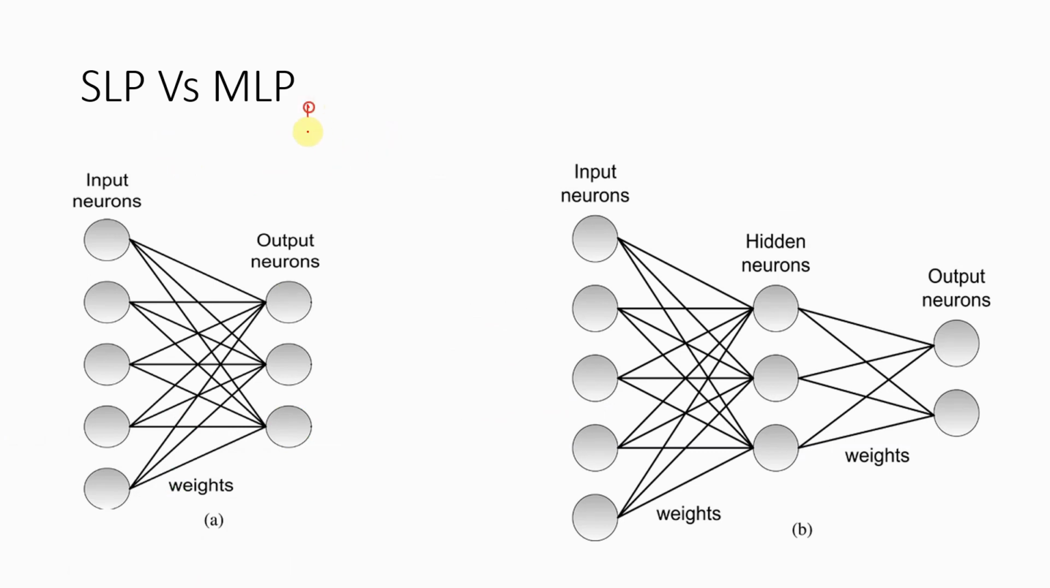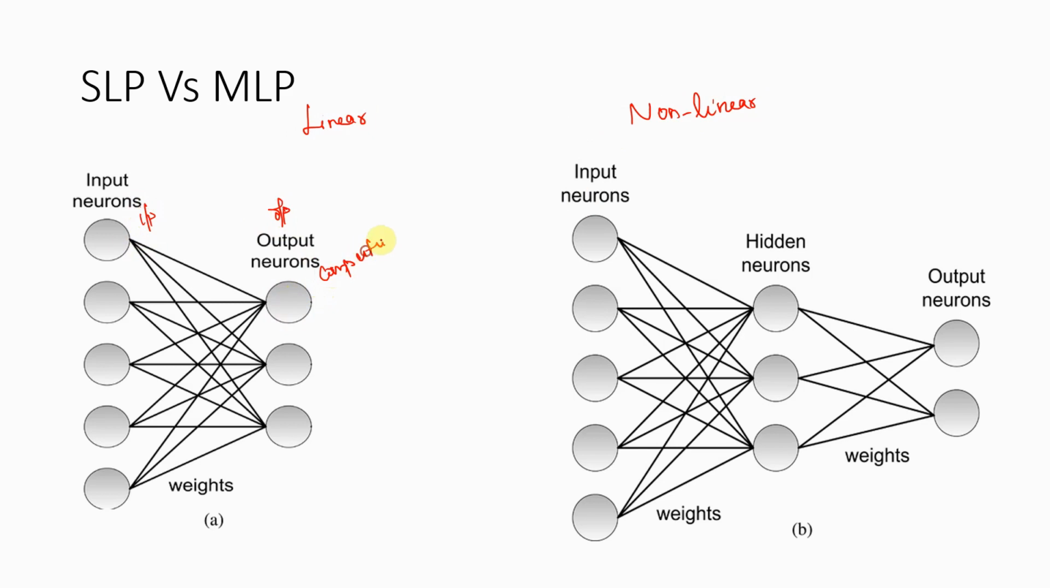Single layer perceptron is mainly used to work with linearly separable data. So if our data set is non-linear, then we can go for the multi-layer perceptron. In single layer perceptron, we have only two layers, that is the input layer and the output layer. The output layer performs the computation.